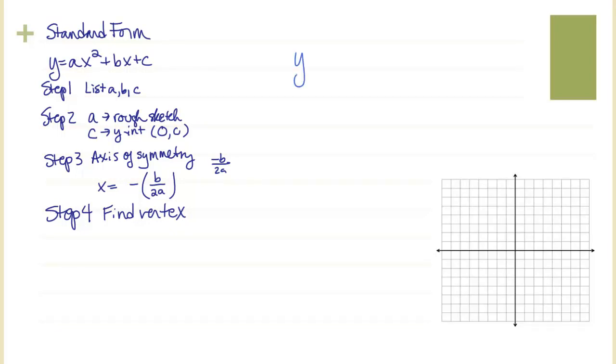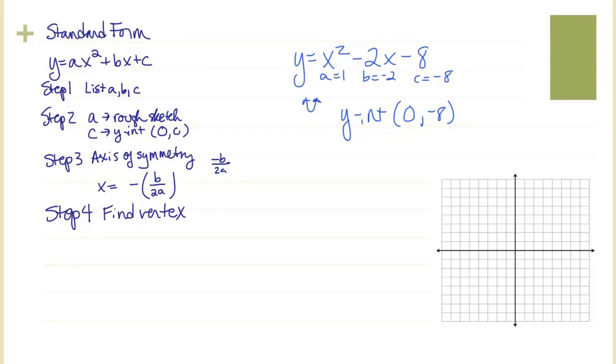Let's start with y equals x squared minus 2x minus 8. A lot of times we'll start with ones with an a of 1. They're the easiest kind. And hopefully you've started to recognize a pattern with ones that have a as 1. They're going to be the most common, but you have to still know how to do all the steps. So we're going to start by listing a is 1, b is negative 2, c is negative 8. We know that it's going to be a normal width because a is 1. It's going to open up, and our y-intercept is going to be (0, negative 8). So we can start graphing that already.